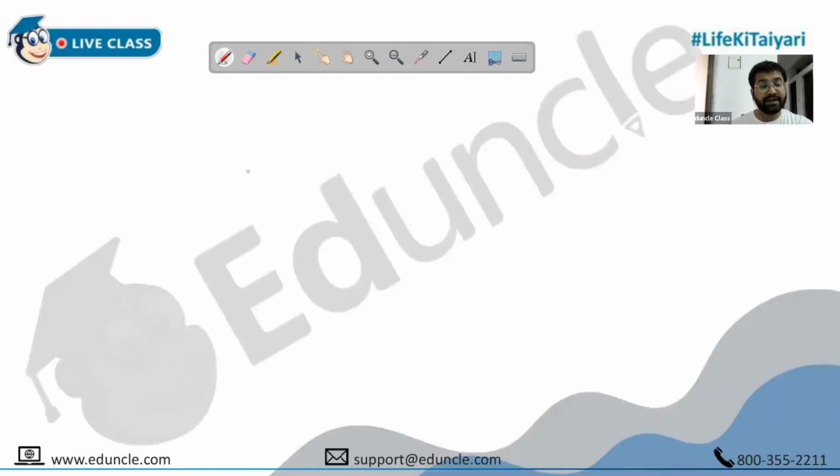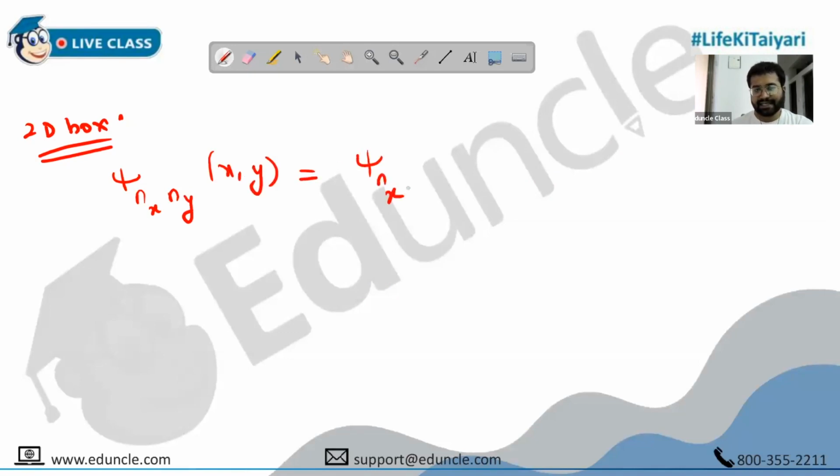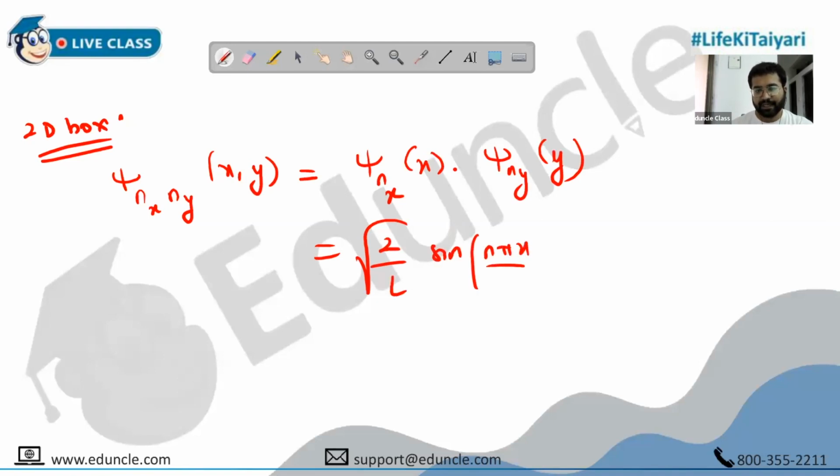Okay. Now, the 2D box. In a 2D box, the wave function has two quantum numbers, nx and ny. It has two variables, x and y. It can be written as psi nx of x, product of psi ny of y. So psi nx is root of 2 by L sine n pi x by L. Psi ny is again root of 2 by L sine n pi y by L.